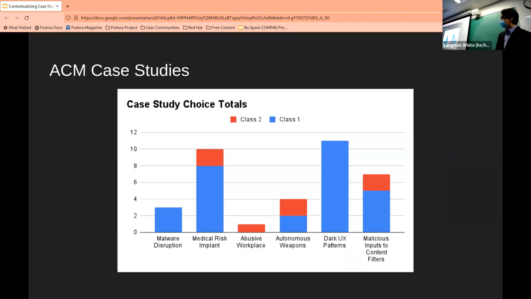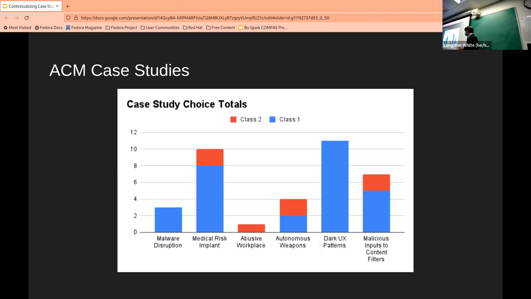So in terms of the case studies that all of you picked, I think your class is going to be in blue. There's another class that we worked with as well that had similar assignments. Almost everyone picked either the dark UX patterns or medical risk implants, which is really interesting to see. In terms of talking about UI, that's something almost everything has, which is really important. If you're trying to directly manipulate people, I think this was probably worse about 5 or 10 years ago, but it's still something that can happen today, with people trying to manipulate other people into making choices they don't necessarily want to make.